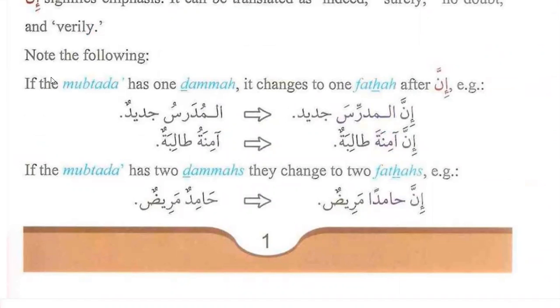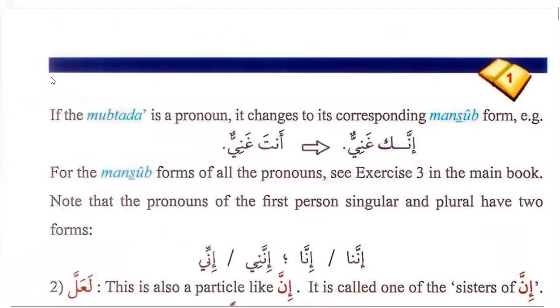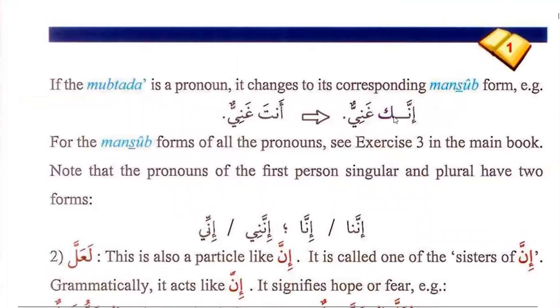So what happens after the addition of inna to jumlatul ismiya? The mubtada becomes ismu inna, and also it becomes mansoob. Okay. Since it will become mansoob, we will use the mansoob form of the pronoun. We will not use anta, but we will use ka.